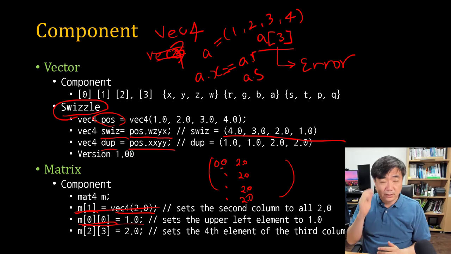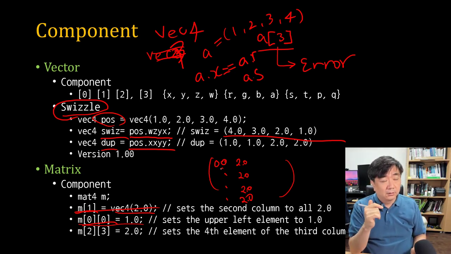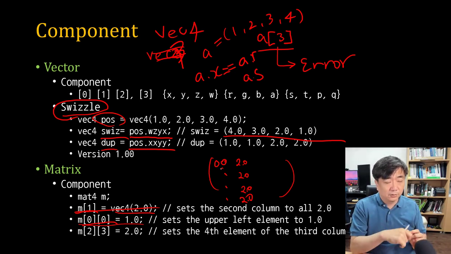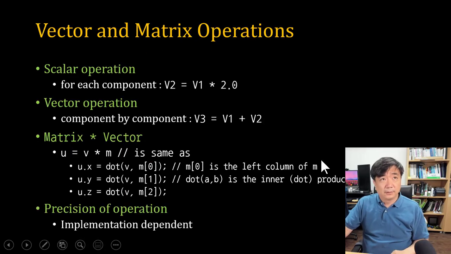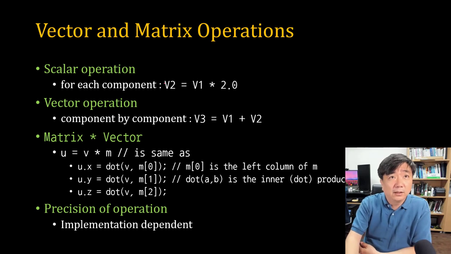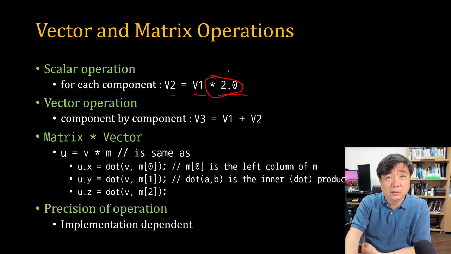So be careful. It is column major. So it is different. The mathematical notation and stored structure is different. So be careful. And vector and matrix operation, okay. If we use a vector with a scalar operation, it is applied to all components. The operation is executed on all components of the vector.